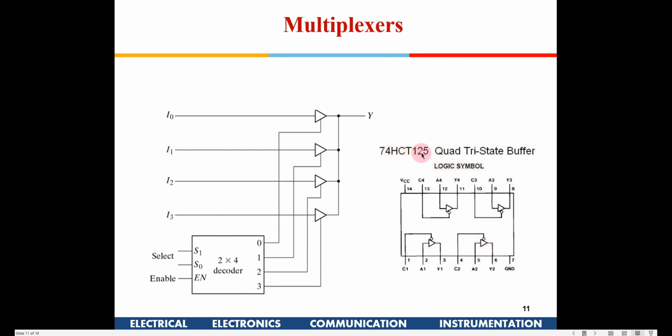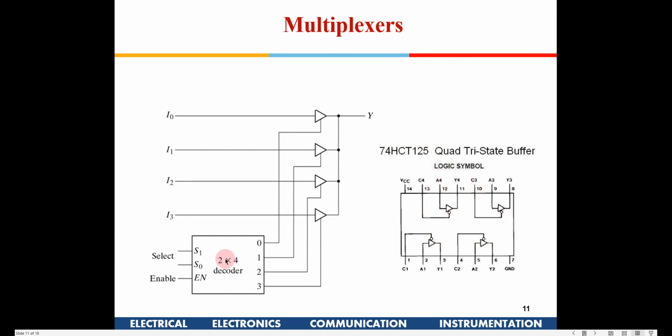Like in 74125, a quad tri-state buffer. So this is a 74 series IC in which you have 4 buffers. Only thing is there is a notch out here. That means to enable this buffer you have to give a 0 signal. So if you enable this, output will be available, A1 will be available at output. So these 4 buffers, these kinds of ICs, you can use if you want to implement a multiplexer.